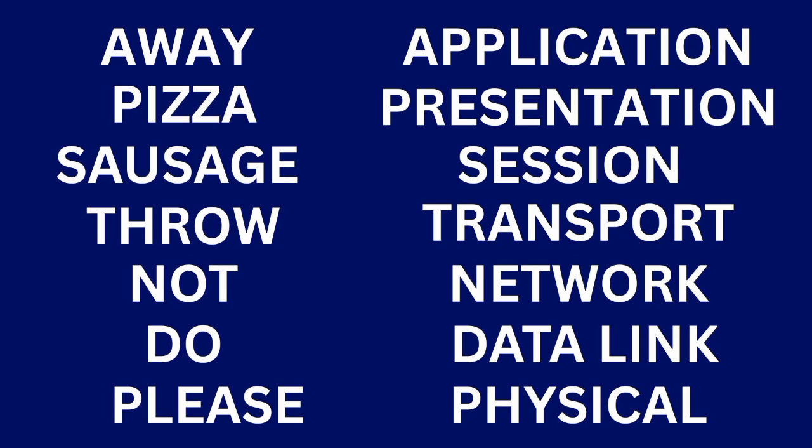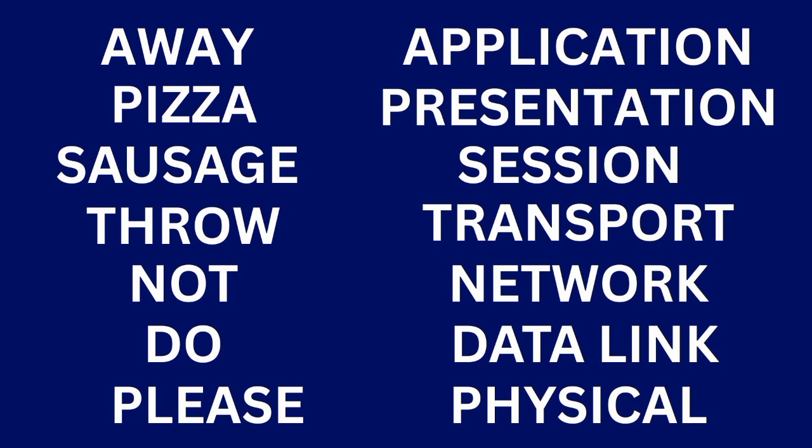Please represents physical. Do represents data link. Not represents network. Throw represents transport. Sausage represents session. Pizza represents presentation, and away represents application. So that is how the 7 layers of the OSI model are.